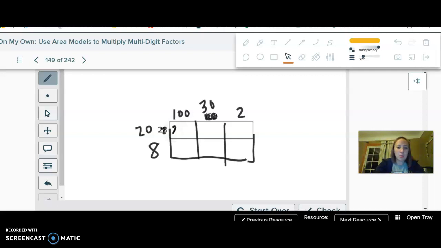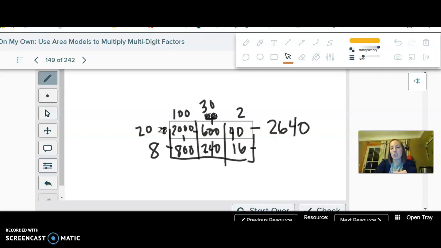All right, 1 times 2 is 2. I'll squeeze in my 3 zeros. This is 600 right there. 2 times 20 is 40. 100 times 8 is 800. 30 times 8 is 240. 2 times 8 is 16. Now I can add them together. Maybe I just add 1 row at a time this time. So that's 2,640. It's kind of easy because I didn't have any in the same places.